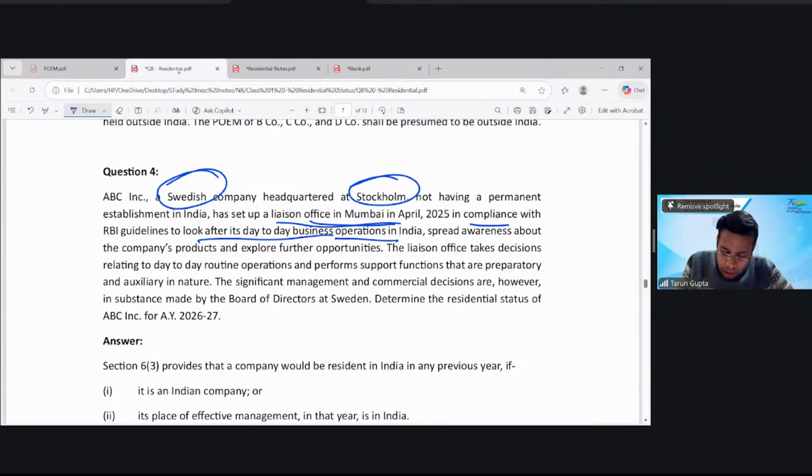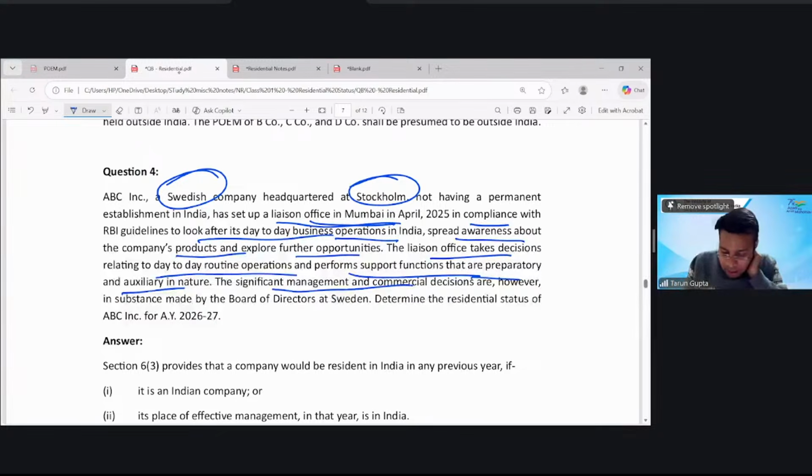Okay. Spread awareness about the company's product and explore further opportunities. So what it's doing is advertising the company's product. Again, executing, not taking the key decisions. The liaison office takes decisions relating to day-to-day routine operation. It has stated they only take decisions about day-to-day routine operation and perform support functions that are preparatory and auxiliary. What I need to see is key management and commercial decisions. This is not a key management commercial decision. This is day-to-day operation decisions, which is not relevant.